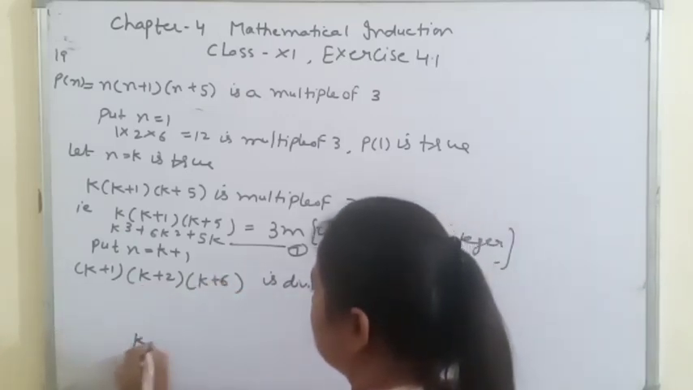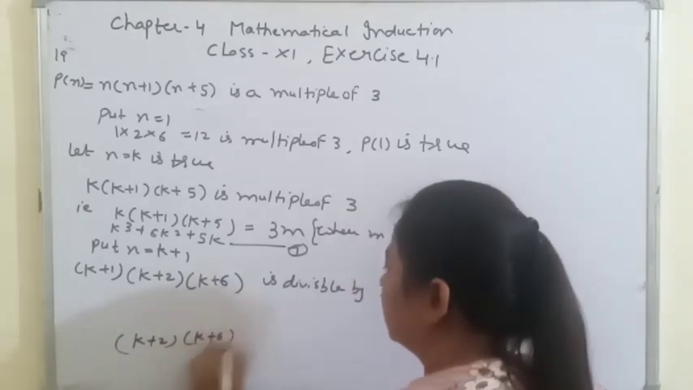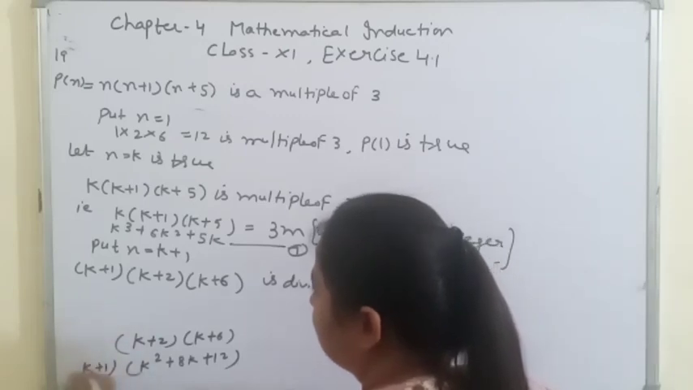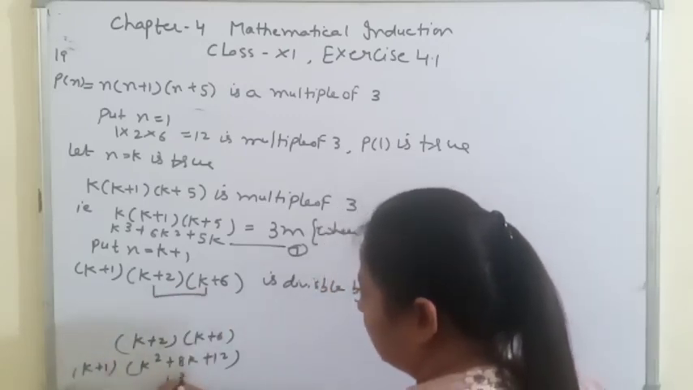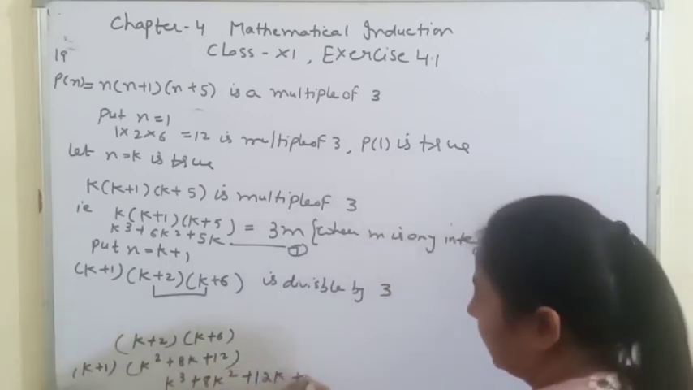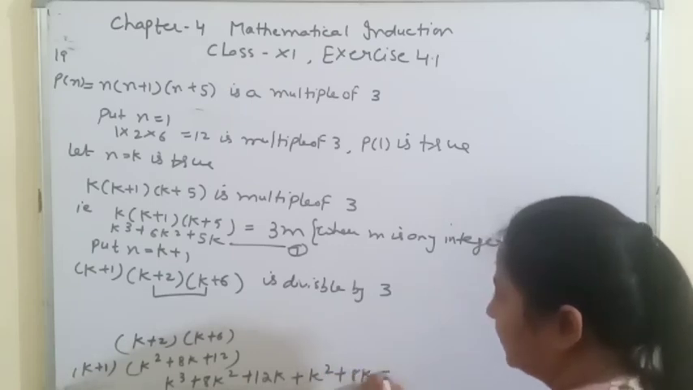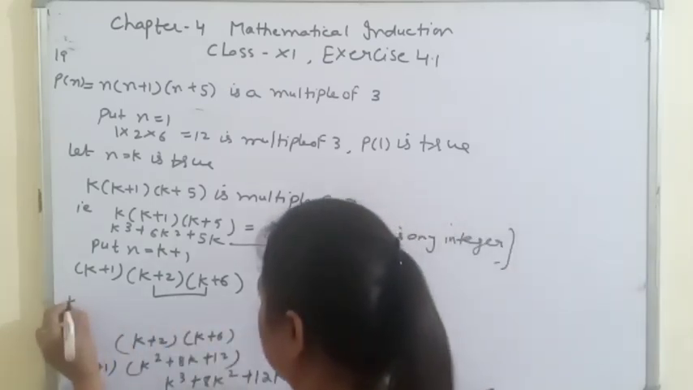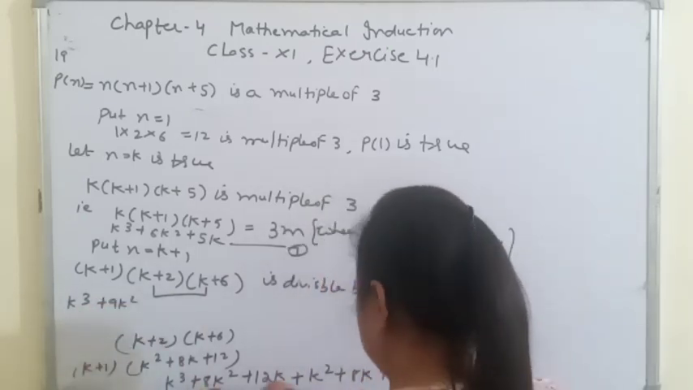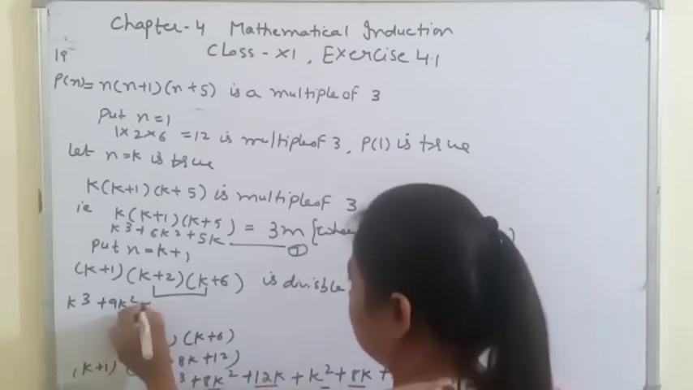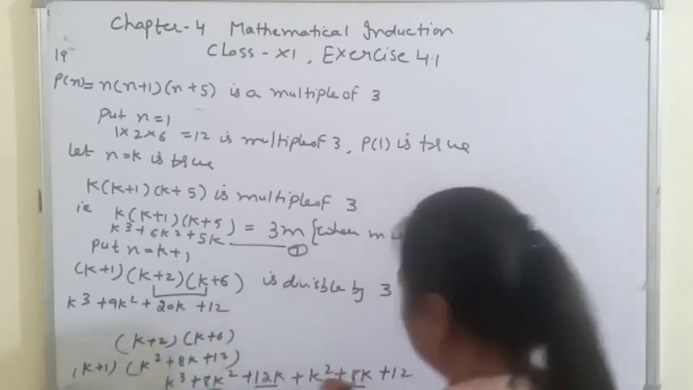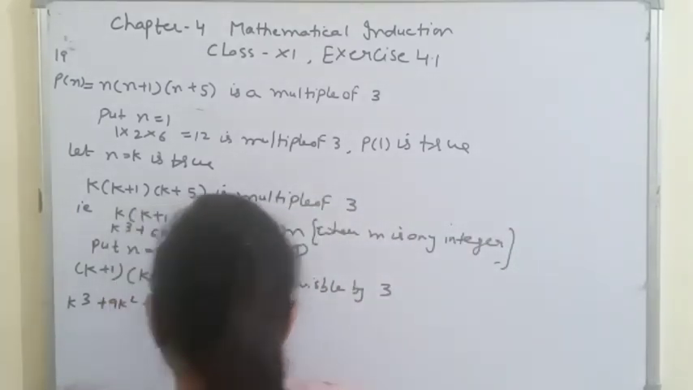Now multiply (k plus 2)(k plus 6), it will become k square plus 8k plus 12. Now we have to multiply it by k plus 1. It is k cube plus 8k square plus 12k plus k square plus 8k plus 12. Now this is k cube, 8k square and 1k square, 9k square, 12k and 8k, 20k plus 12.